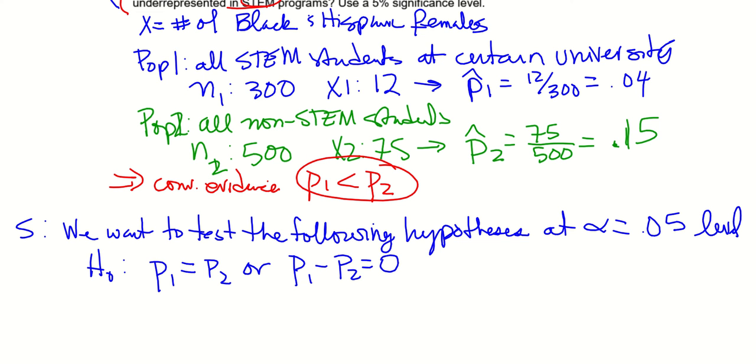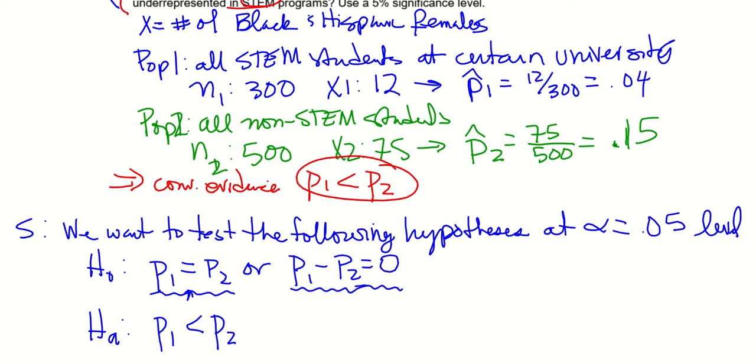Typically, when we do a significance test by hand without the calculator, we're going to want to take this as our null hypothesis because using 0 is easier. But if we're going to use our calculator, it's set up to take this first statement as our null hypothesis. So we want to be comfortable with both of those. For our alternative hypothesis, it would be that the proportion of people from STEM is less than the proportion of Black and Hispanic females from non-STEM.